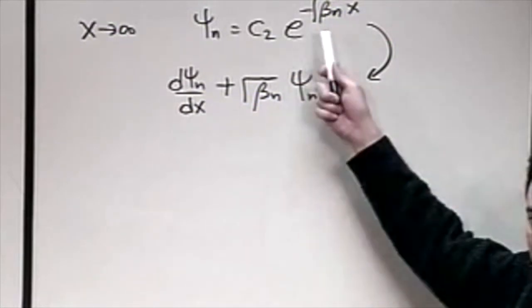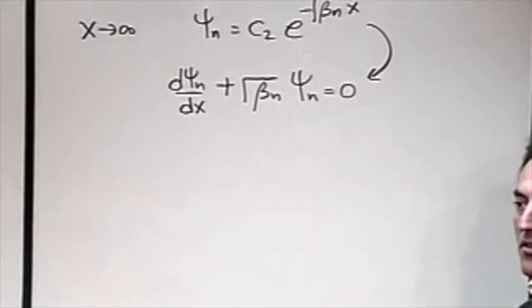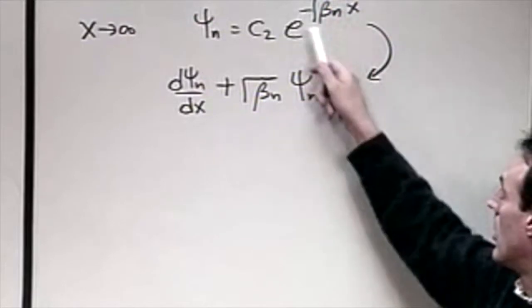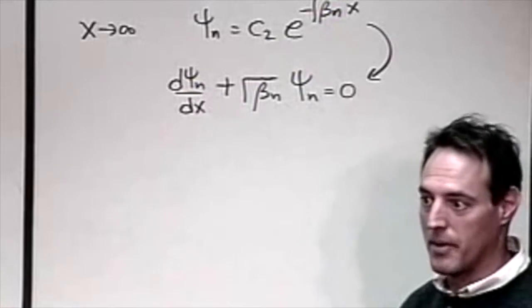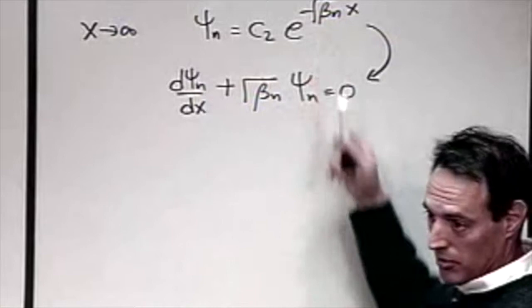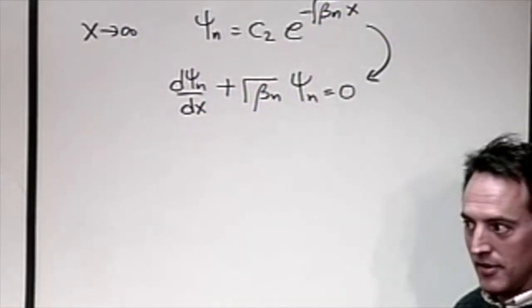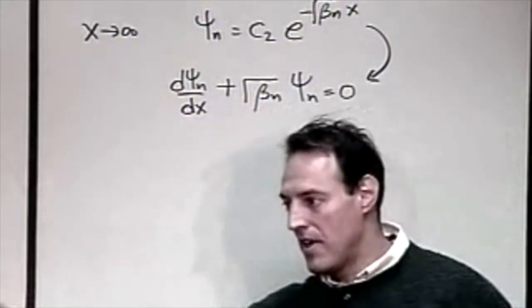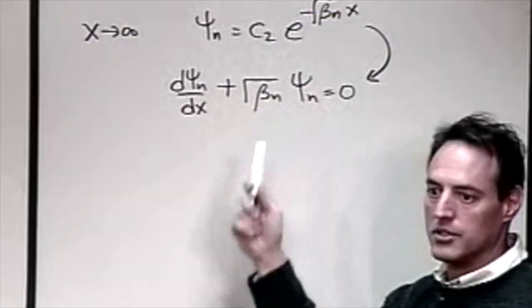Now, if everybody in their head were to plug this in here, you say, oh, yeah, that solves this. Right? Take the derivative of this thing with respect to x. Well, it just drops out a negative square root beta n in front. And I have a plus square root beta n in here. They drop out to 0. This is the first-order differential equation that has this as a solution. Okay? So essentially, the behavior at infinity is really being given by this differential equation right here.